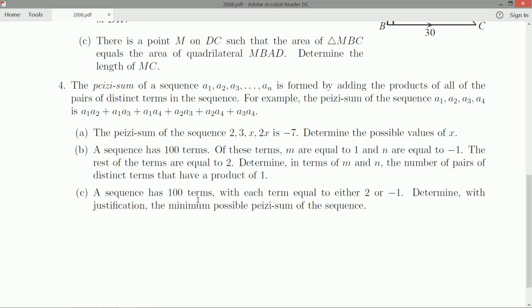Okay. And part C seems to start off the same way. A sequence has 100 terms, with each term equal to either 2 or negative 1. Very similar to the setup in B, we just have m equals 0, I guess. Determine with justification the minimum possible pairwise sum of the sequence. So ultimately our goal is to minimize the sum.